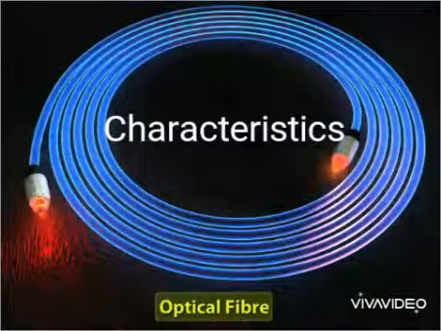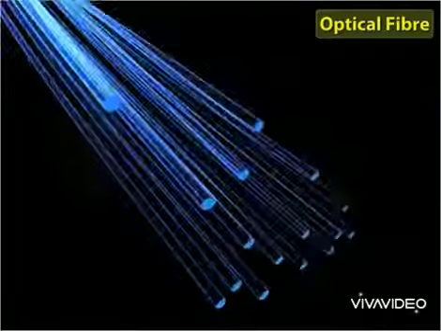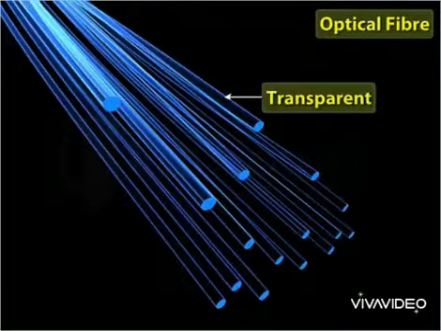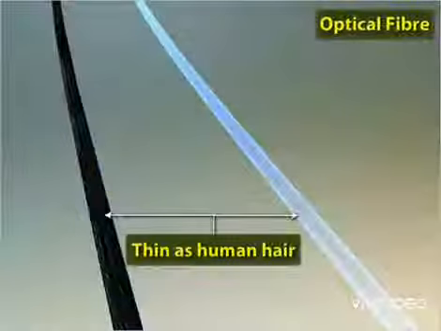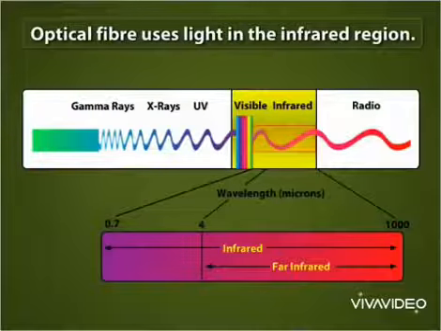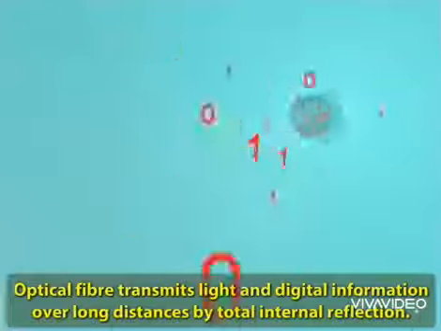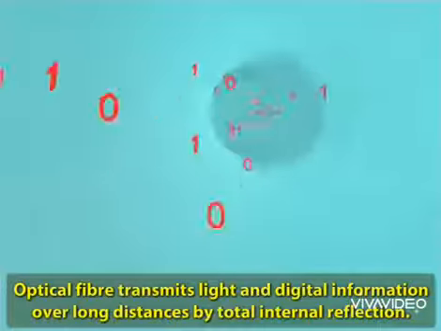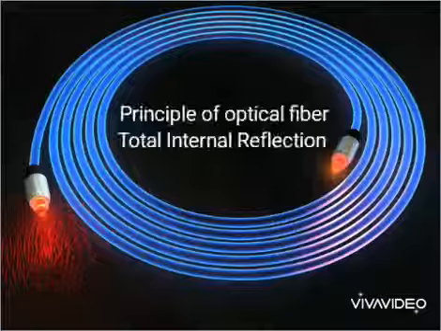The characteristics of optical fiber are: it is made up of glass, it is transparent, it is flexible, easily bent, it is as thin as a human hair and uses the infrared region of the light, as shown by the red line, to transmit the data from one end to the other end in the digital form. Digital form is ones and zeros as shown here. So it is made up of glass, transparent, flexible and transmits the data in the digital form.